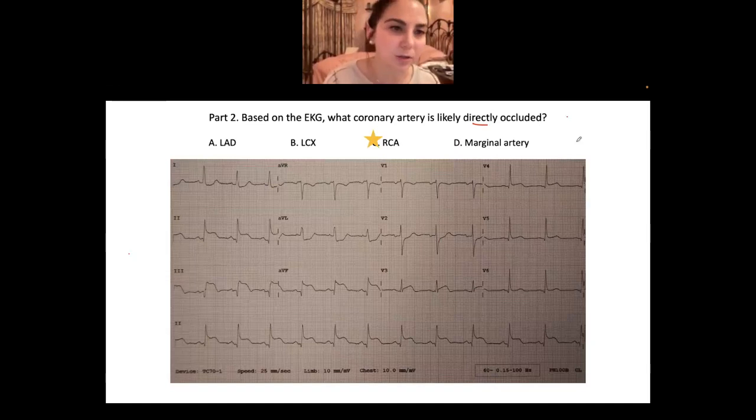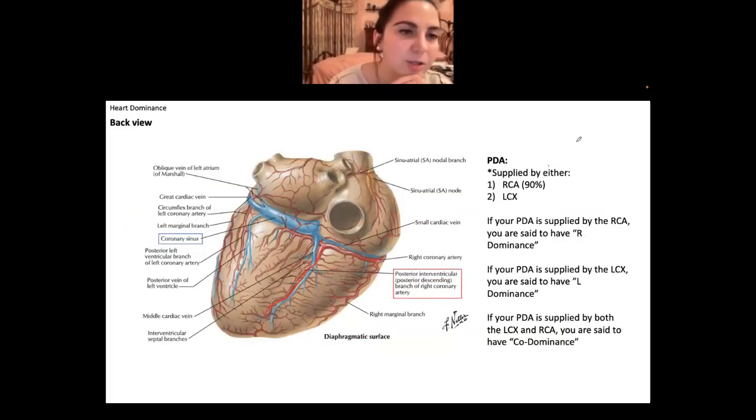Usually you're not going to have a direct occlusion of the PDA. A lot of the times it's the RCA that gets directly occluded. But if they do that to you, just try and look for other clues in the vignette, because the RCA and the PDA are basically synonymous in terms of inferior wall MIs.